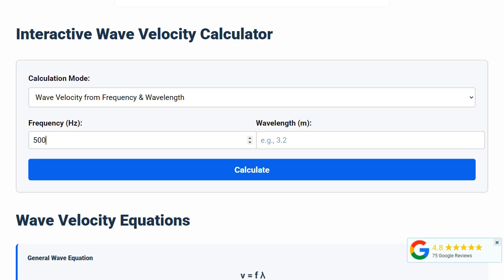The calculator uses the wave equation, velocity equals frequency times wavelength, to compute the result. After clicking Calculate, you'll see the wave velocity displayed in meters per second. In our example, this gives us 340 meters per second, which is the speed of sound at room temperature.